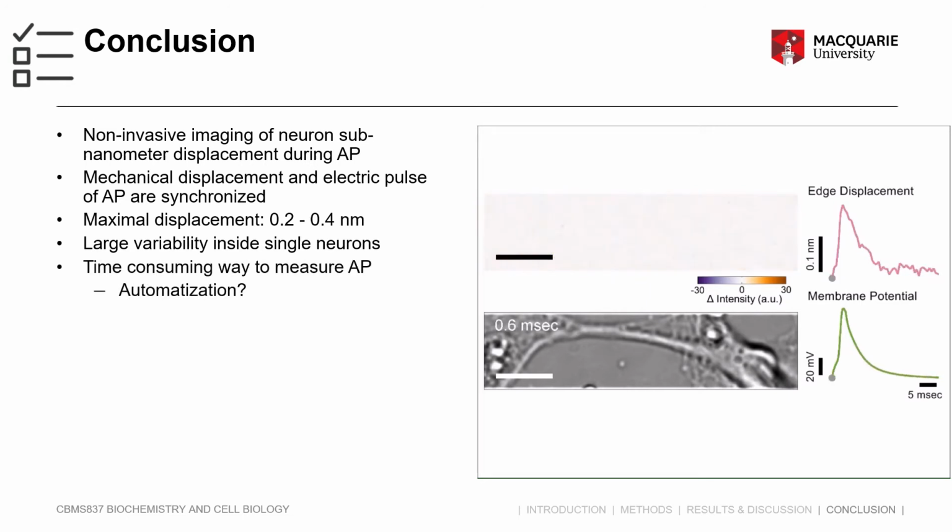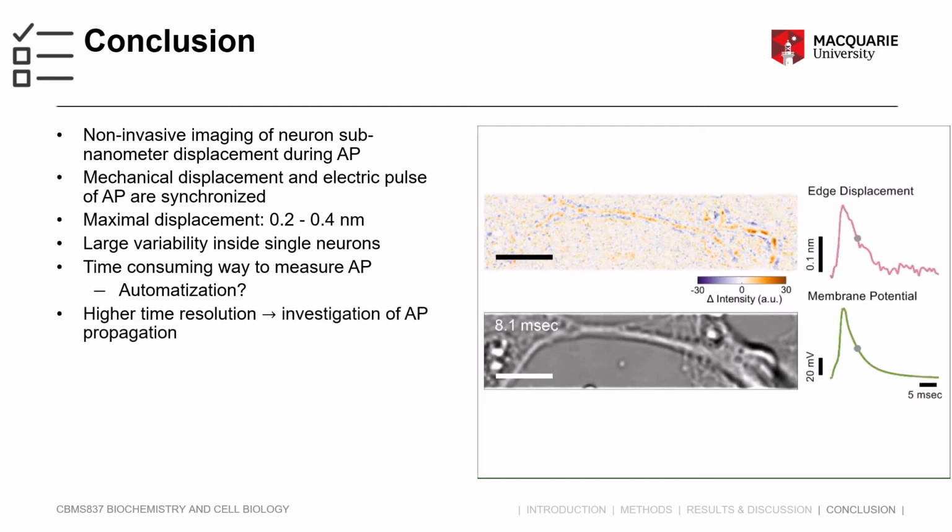This seems to be a very time-consuming way to measure action potentials, but it does show some possibility of automatization if a program could be developed to analyze the images and calculate the edge displacement. With higher time resolution in these measurements, it could be possible to investigate action potential propagation through the axons of the neurons.